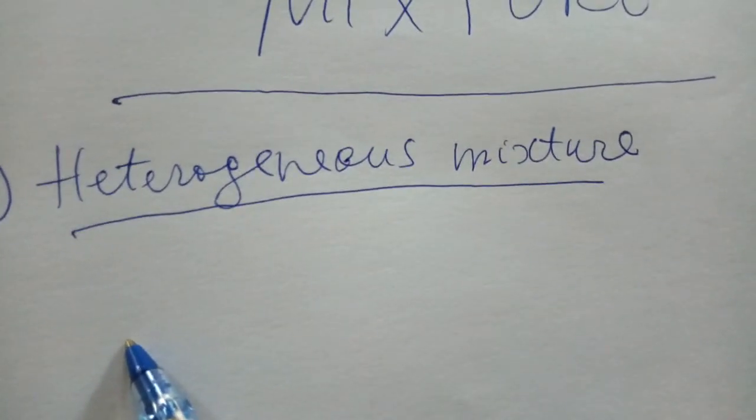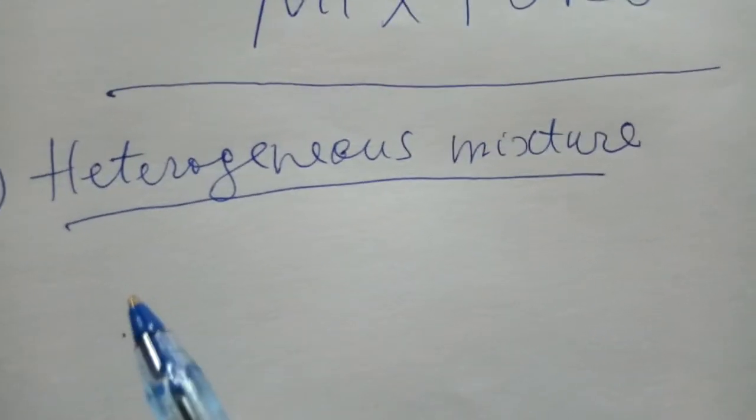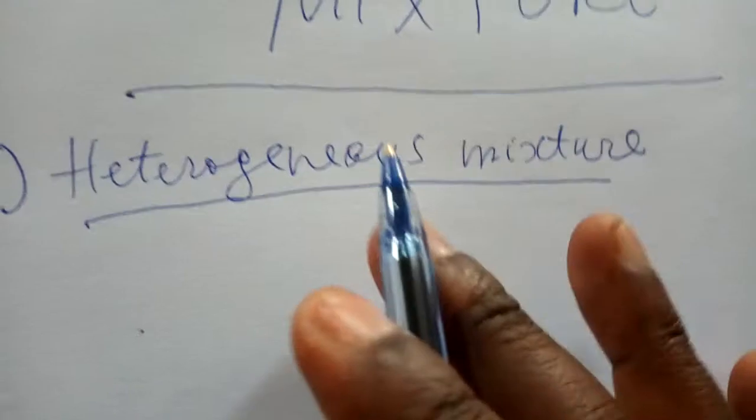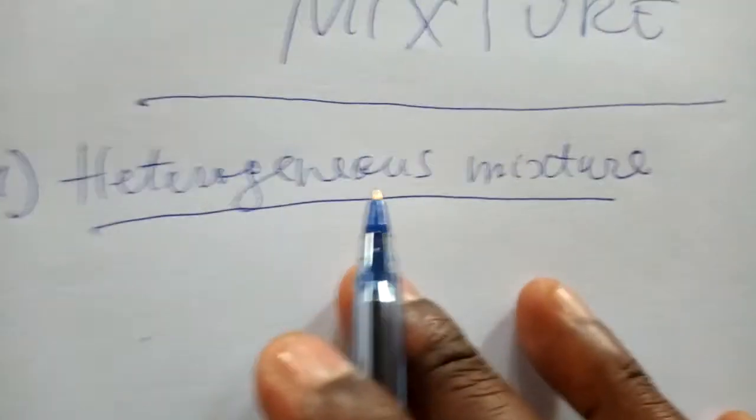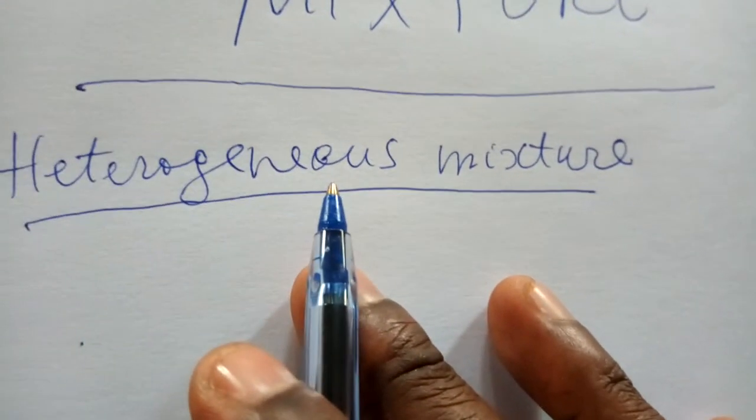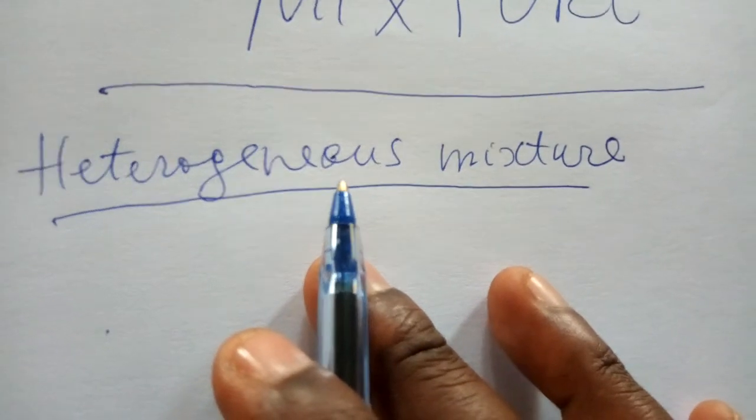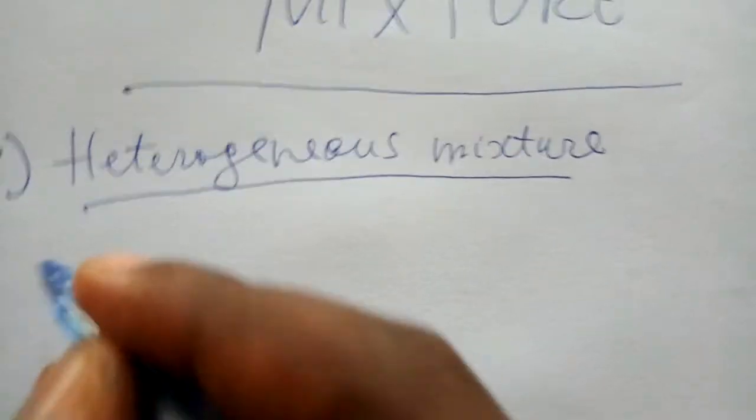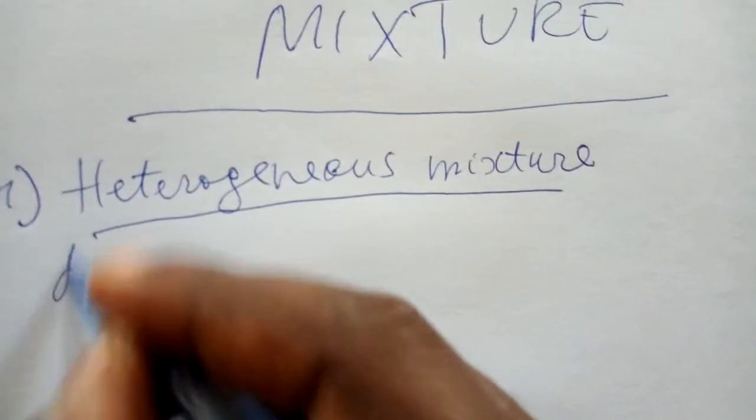But for heterogeneous, you can distinguish easily the components of the mixture. But for homogeneous, it is not easy to distinguish the components or the constituents of the mixture by naked eyes. For this reason, for heterogeneous, we can have the example of decantation.